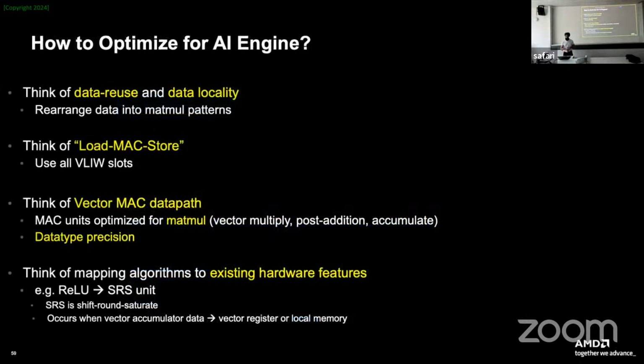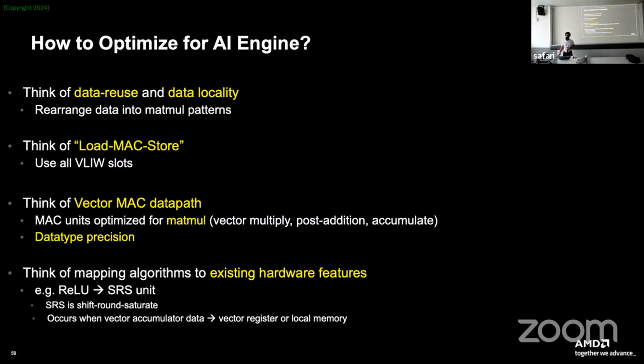But before I leave, I just want to tell you how you can optimize for AI engines. Always think about data reuse, since we don't want to go off chip. Think about data locality. You might have to rearrange data so that you can exploit how the compute happens. Think about load, max, store. We have the VLIW architecture, so you want to make sure that you fill up all the slots as much as possible. Then always try to exploit as much of the vector data path as you can. And there are MAC units, which are optimized for matrix multiplication.